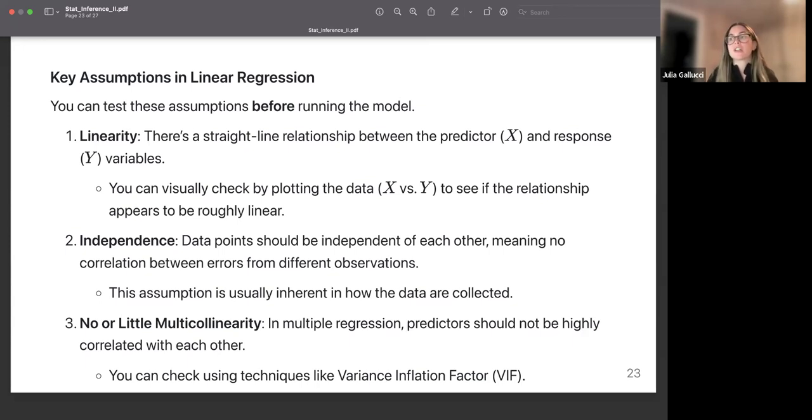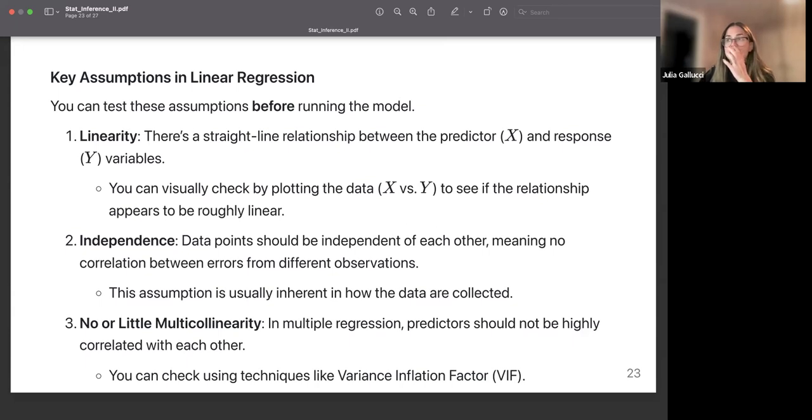So we have this assumption of linearity. This is the idea that there should be a straight line relationship between the predictor variable and the response variable. A really easy way to check this is to simply plot the data, specifically a scatter plot of X and Y. And if the points are roughly forming a straight line, this would suggest that the linearity assumption holds true.